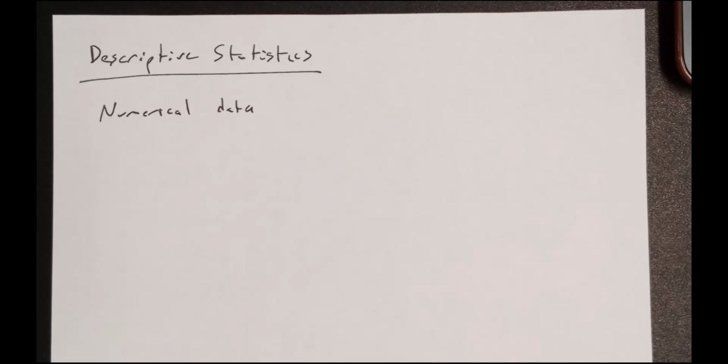We're still going to try and describe the same three things we were talking about with the graphs and the visual idea. So I'm talking about center and variability and shape.